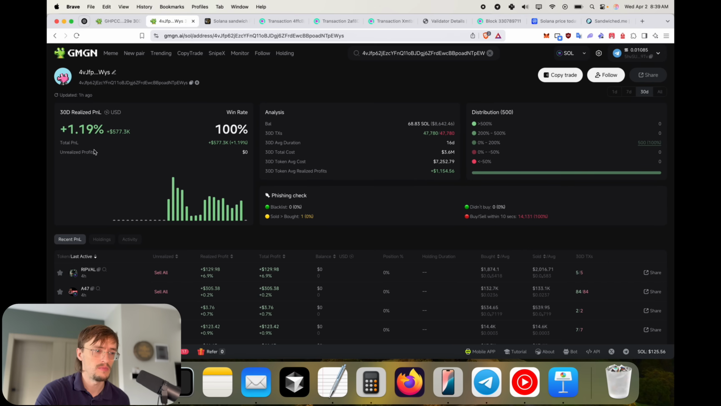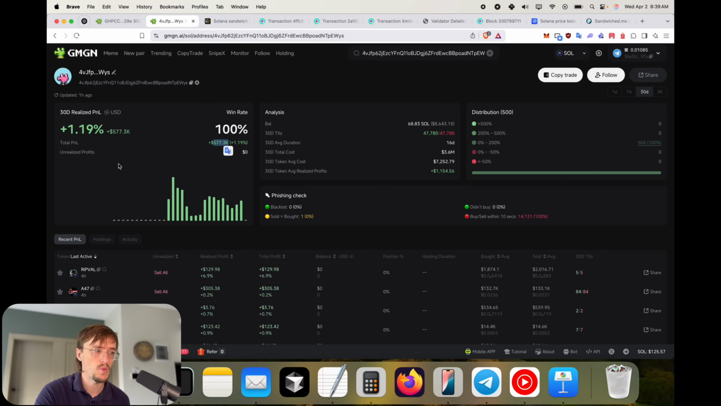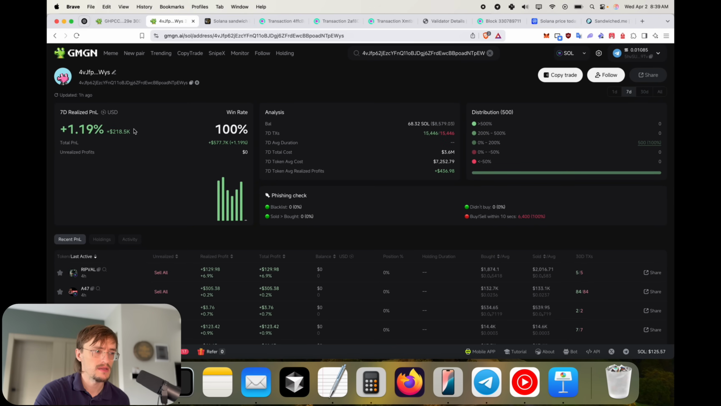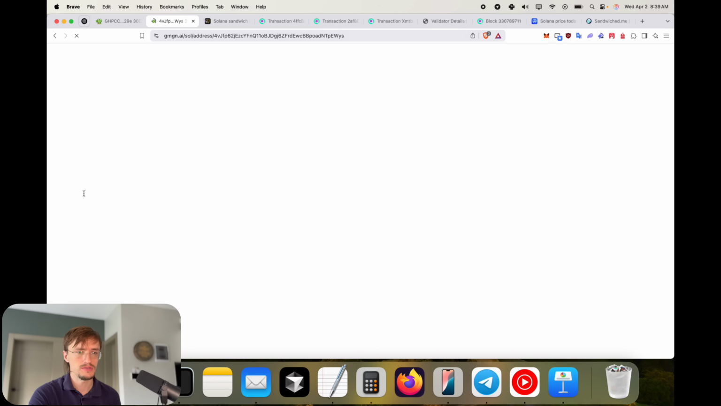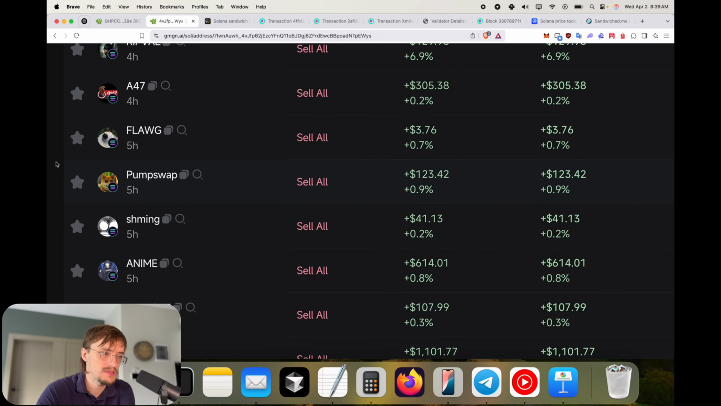Then there's this other bot that makes $577,000 per month, and per week that is about $100,000. This one is also very profitable. We don't know if it's the same group that's operating this bot, but this one is not as active.